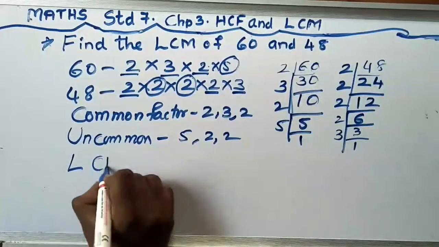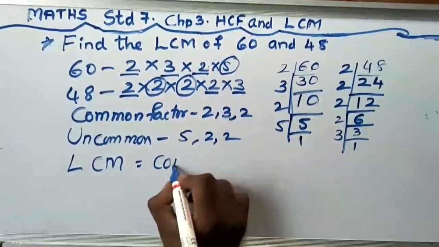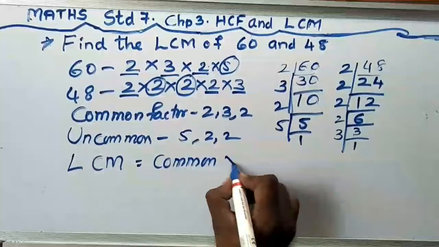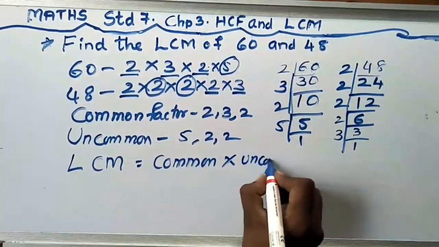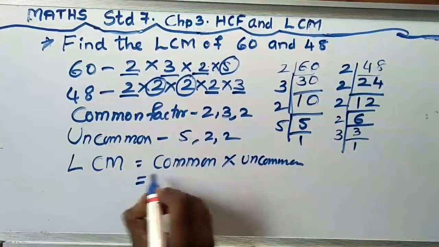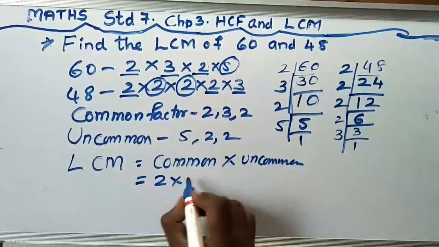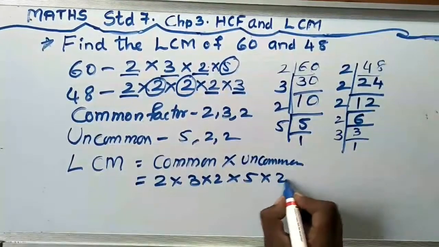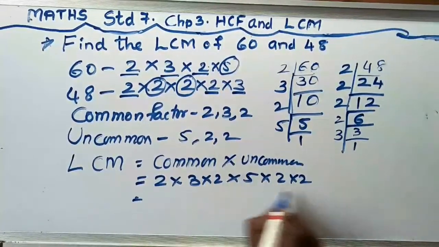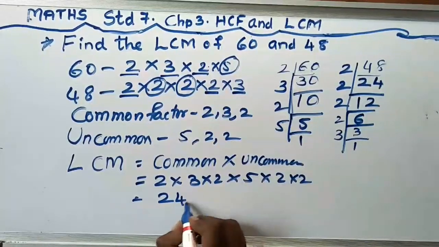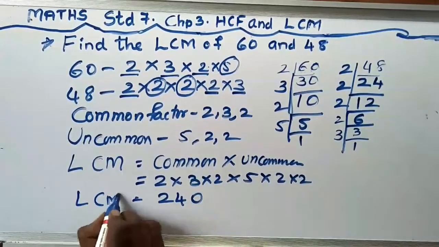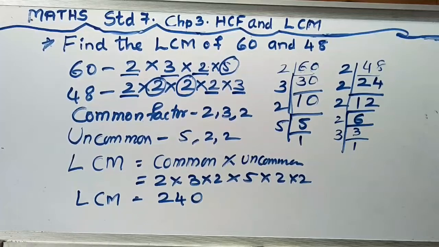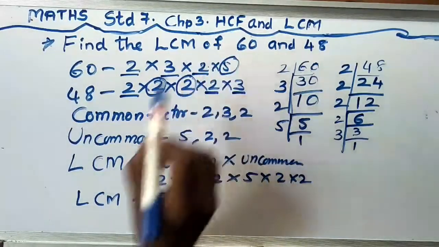So LCM means it is a multiplication of the common factor multiplied by the uncommon factor. So that means the common factor is 2 into 3 into 2. Uncommon is 5 into 2 into 2. Now when you multiply all these numbers, you get the answer as 240. Your LCM is 240.